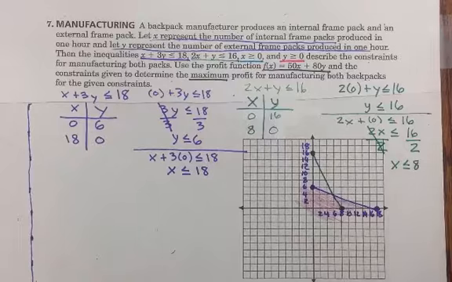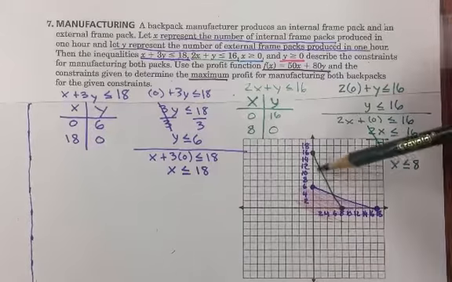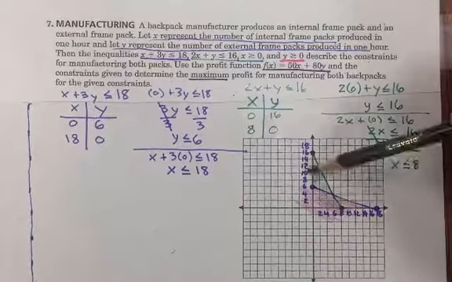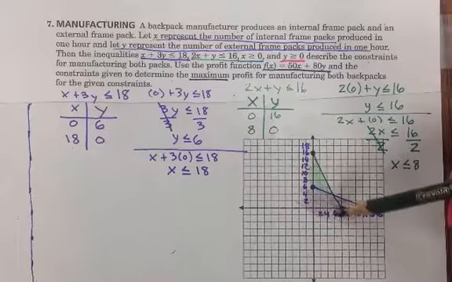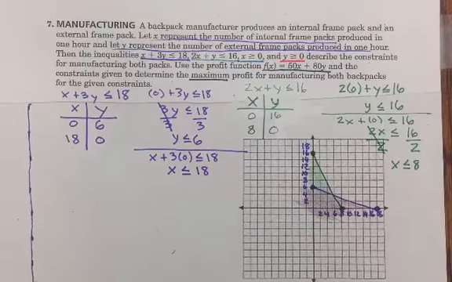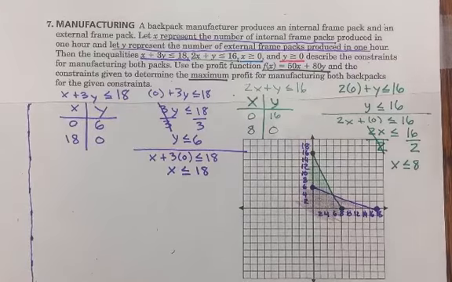And again, since we have a less than or equal to sign, we have to shade in the area below that line to get our possible answer. So anything below there. What about our next inequality? x is greater than or equal to 0.